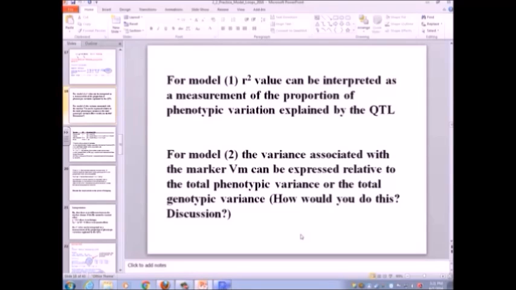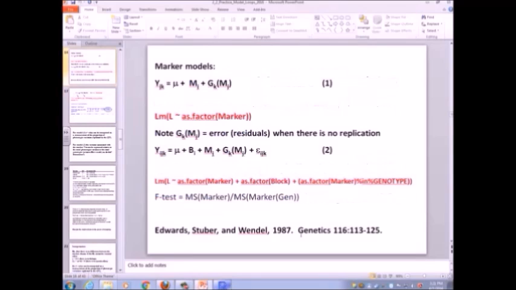Now for model 2, the variance associated with the marker can be expressed relative to the total phenotypic variance. Let's go back and look here. I've kind of written two models, one that has a block effect or some kind of environmental effect, and one that doesn't. This model is simple. If I get an R squared value from this, that R squared value is interpreted as the proportion of variance explained by the linkage of that marker to a gene.